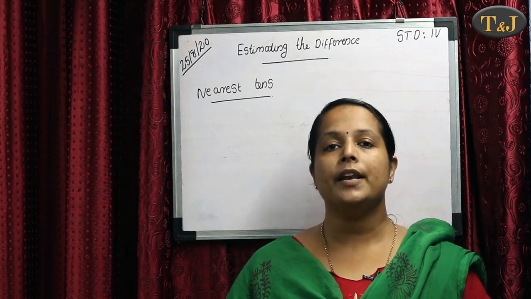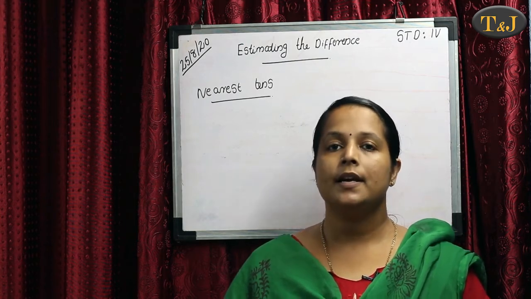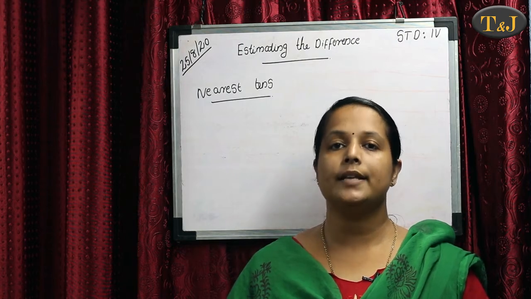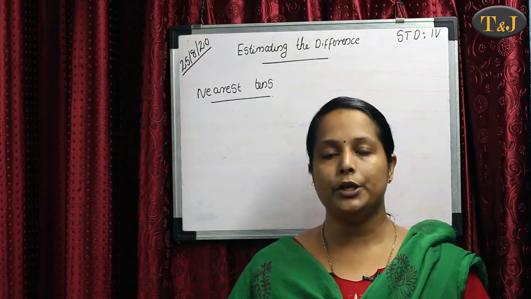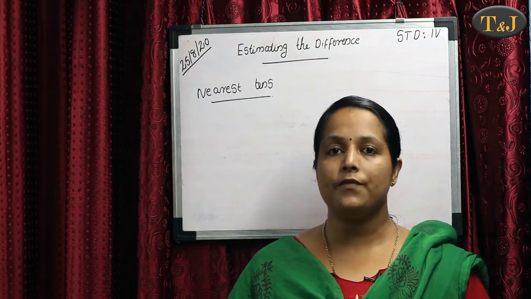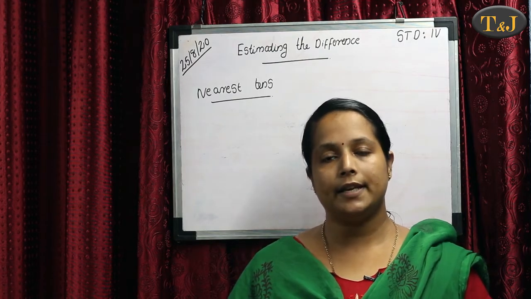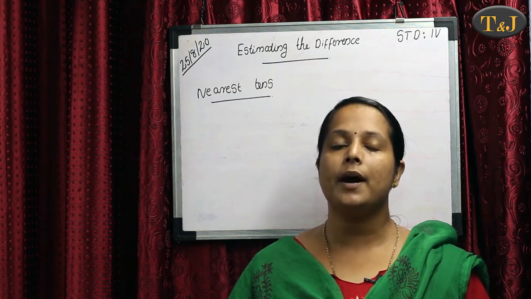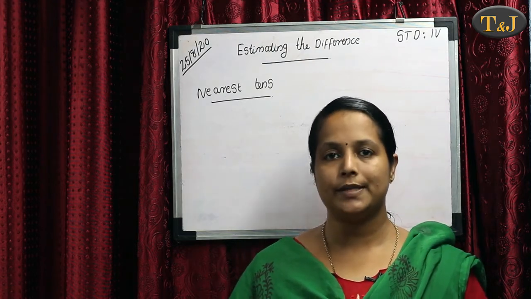Property 1: when a number is subtracted from the same number, the difference is 0. That means considering the number 72, then 72 minus 72, the answer is 0. Property 2: when 0 is subtracted from a number, the difference is the number itself. That means taking the number 84, then 84 minus 0 equals 84. Those are the two properties of subtraction.